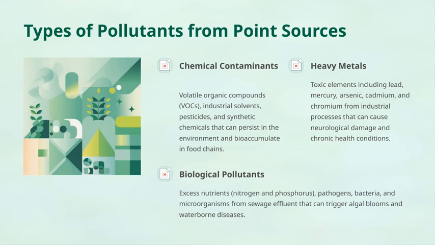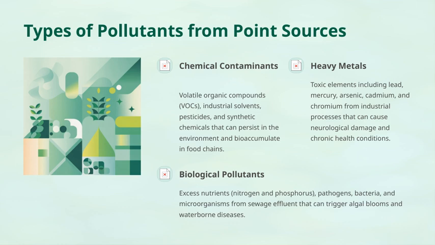Now, let's take a closer look at the types of pollutants that come from point sources. First, we have chemical contaminants. These include volatile organic compounds, or VOCs, as well as industrial solvents, pesticides, and synthetic chemicals. These substances can stick around in the environment for a long time and tend to bioaccumulate, which means they build up in the food chain, affecting various organisms.